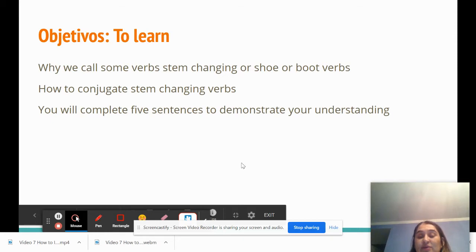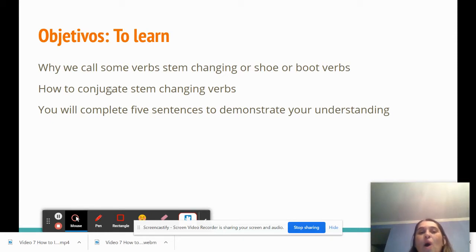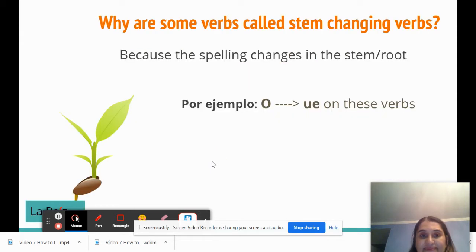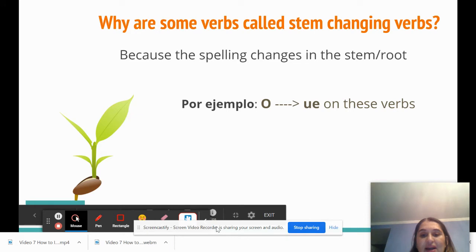Objectives, objetivos: to learn why we call some verbs stem changing or shoe or root verbs, how to conjugate stem changing verbs, and compare stem changing verbs to regular verbs, and you will complete 5 sentences to demonstrate your understanding. Okay, so let's start with this.